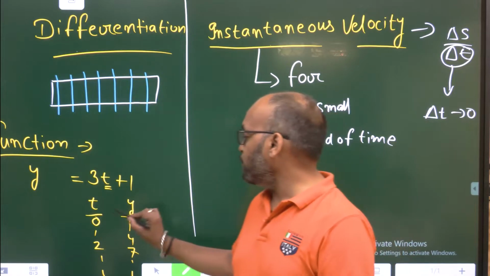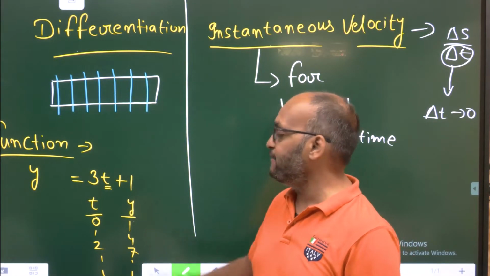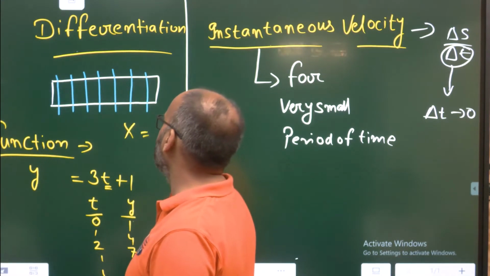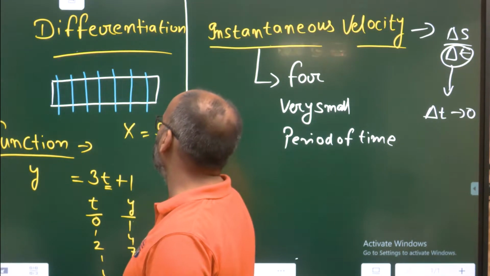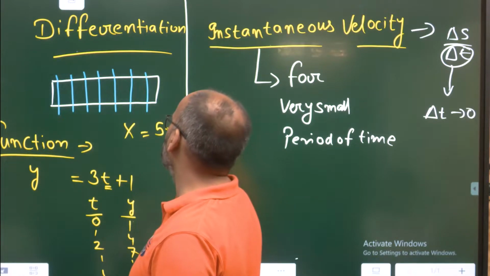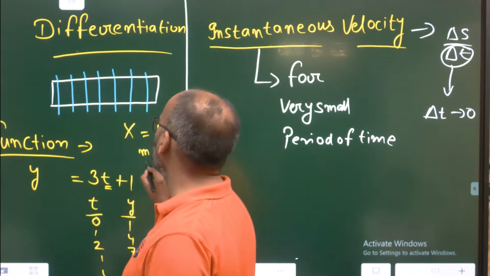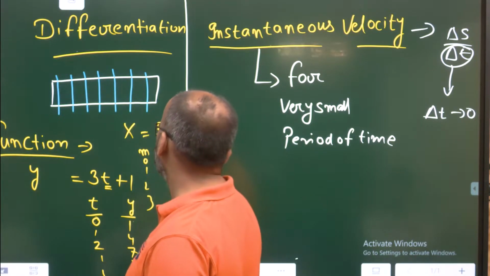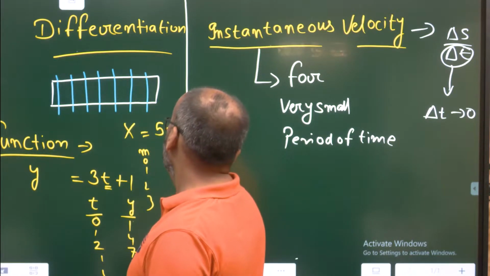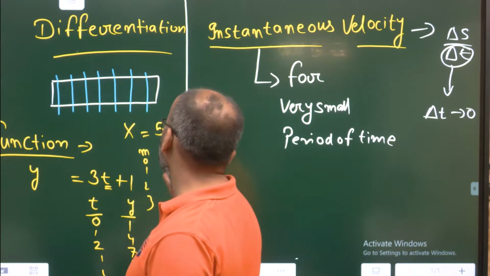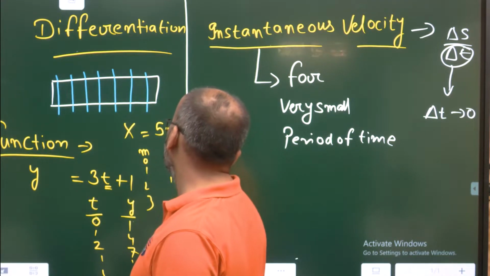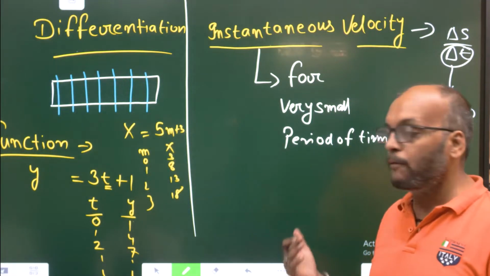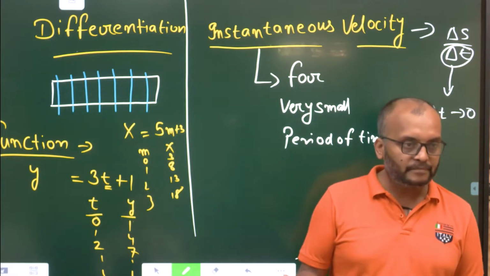Okay. So for every value of t, y is having different value. Let us say that there is some function x equal to 5m plus 3. Now you put different values of m and you will get different values of x: 3, 8, 13, 18. So different values of x you are obtaining for different values of m.